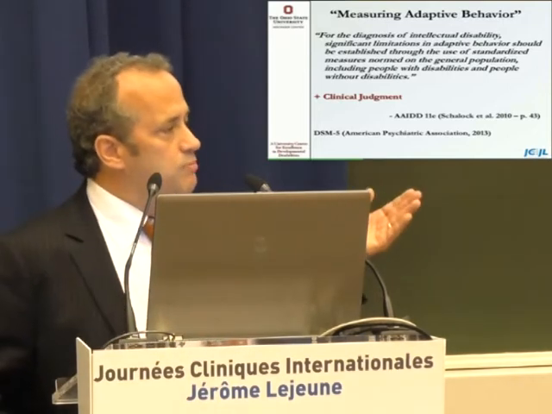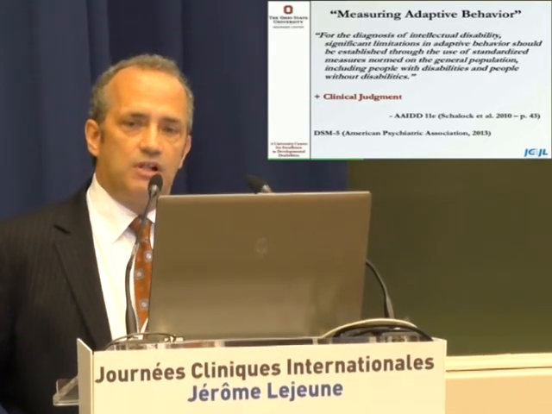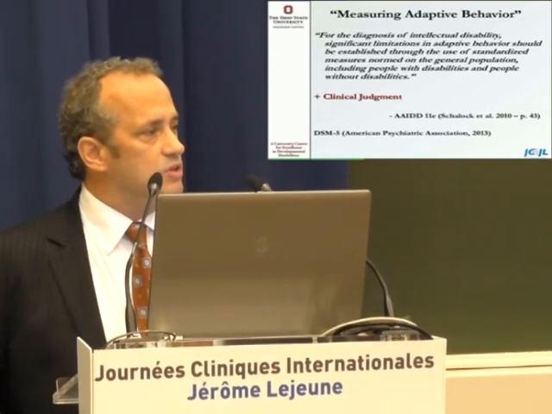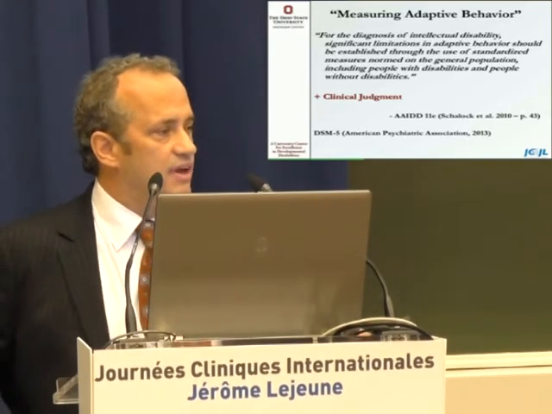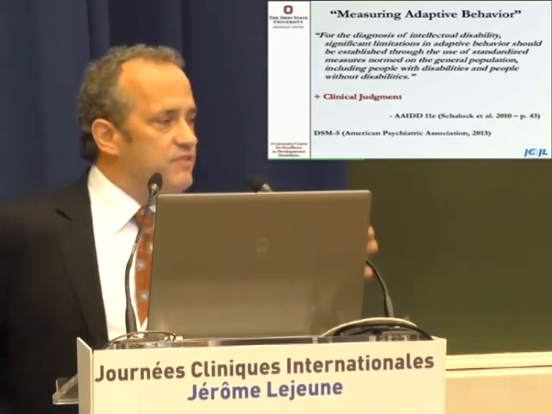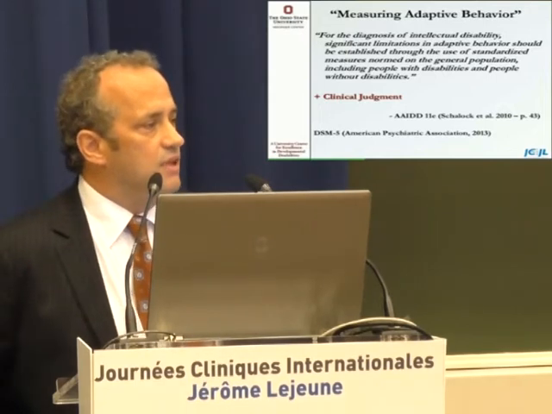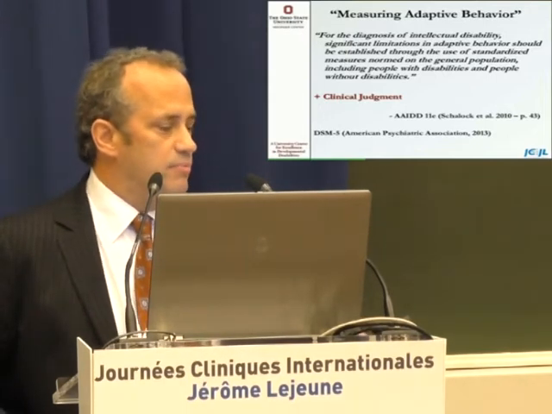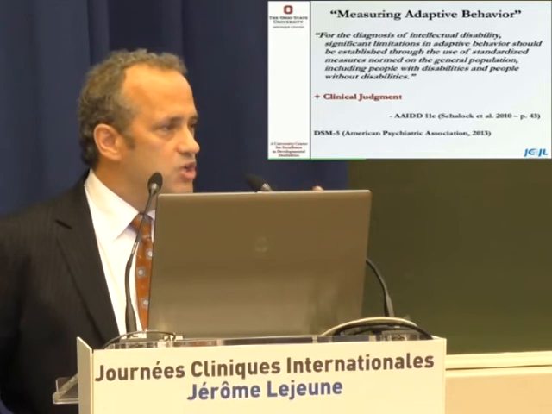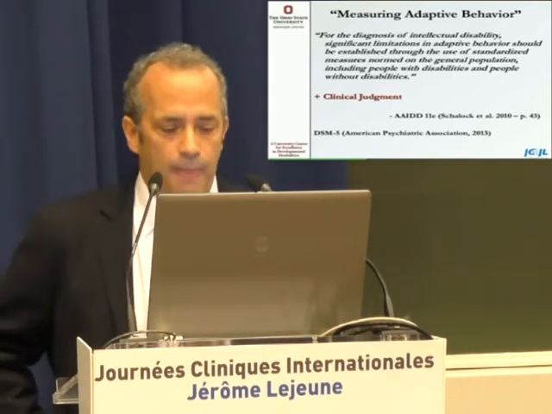And there are some people who may have IQs above 70 who still, based on our clinical judgment, meet the definition of intellectual disability, and we just have to justify that. Conversely, there may be people who have adaptive behavior deficits, but don't meet our clinical judgment for a diagnosis of intellectual disability, and that is permissible. So clinical judgment is an important component in the diagnostic process.